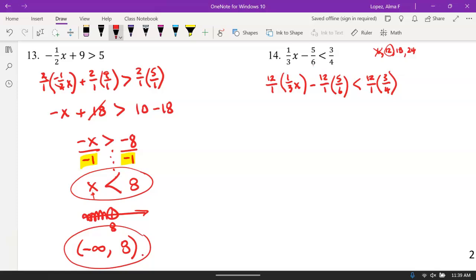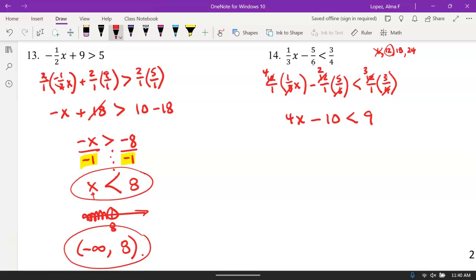When I multiply the first term by 12, 3 cancels into the 12 and leaves behind a 4. That's going to give me 4 times 1x, or 4x. 6 divides into 12 2 times. I get negative 2 times 5, which is minus 10. And 4 cancels into the 12 and leaves behind a 3, and 3 times 3 is 9. Now we can solve. See how much nicer that is by multiplying through by the least common denominator?